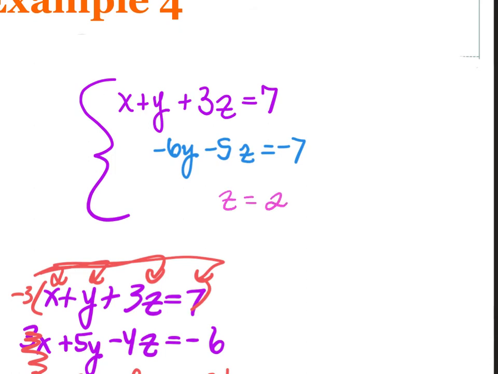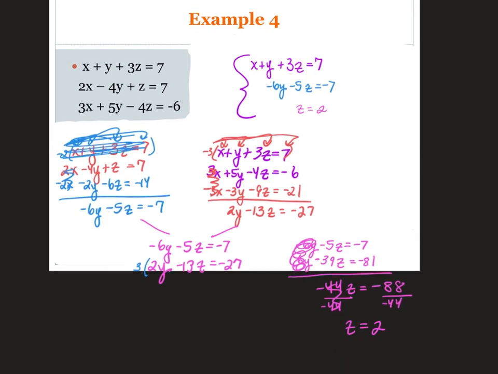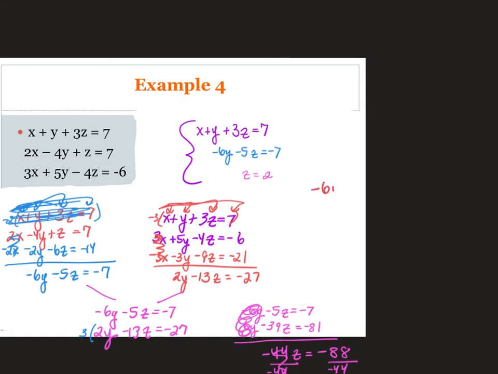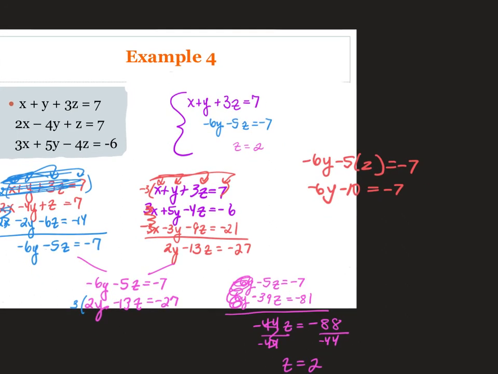All right, that's the first part of our answer: I got my equations into 3, 2, 1 format. Now, how do I find out what the ordered triple is? Plug it back in. Okay, good. We're almost done. So negative 6y minus 5 times 2 equals negative 7. Negative 6y minus 10 equals negative 7. Agreed? We're going to add 10 to both sides. Negative 6y equals 3. So y equals what?